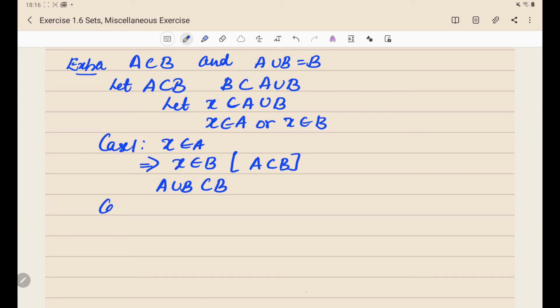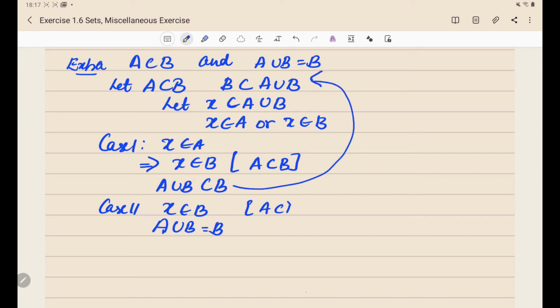Now let's take the second case, that is x belongs to B. When x belongs to B, you already know that A is a subset of B. So A union B is equal to B here. Right? And from the above conditions, we know that if A is a subset of B and B is a subset of A, then you can write that A is equal to B. Similarly, considering these two statements, A union B is equal to B.